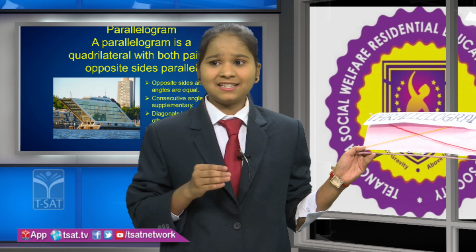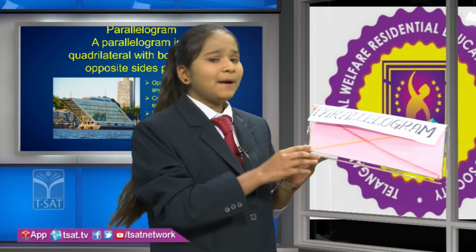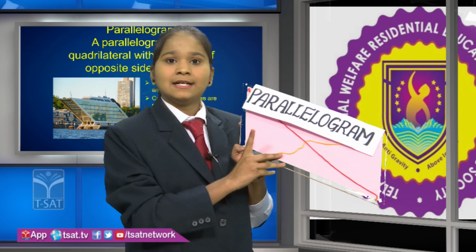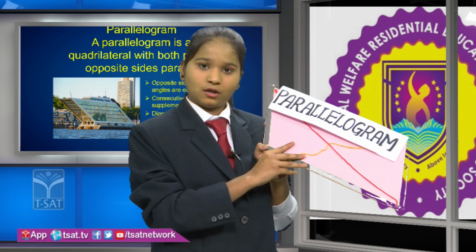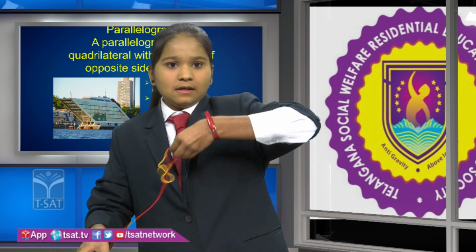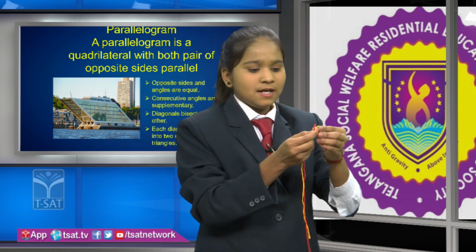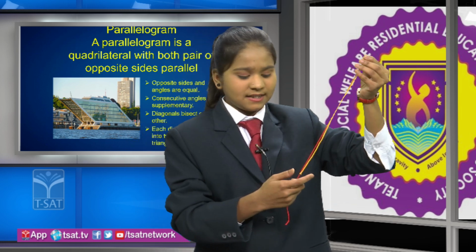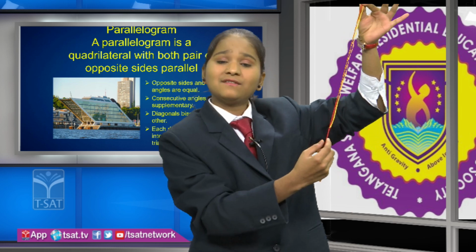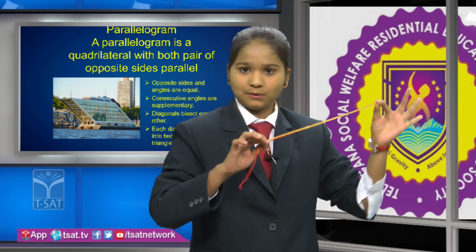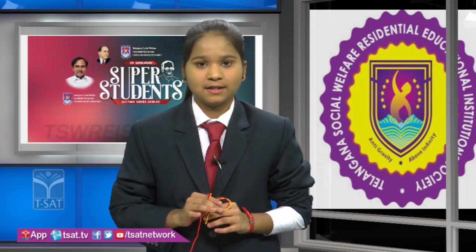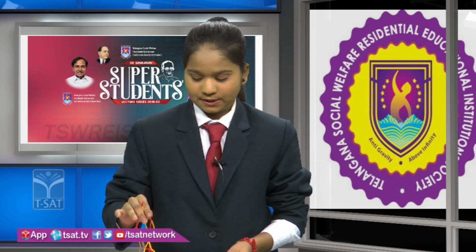Let us see the diagonals in a parallelogram. In a parallelogram, the diagonals bisect each other. Let us see whether the diagonals are equal or not. Let us measure it. This red one is diagonal 1 and this yellow one is diagonal 2. Here diagonal 1 is greater than diagonal 2. So in a parallelogram, the diagonals bisect each other, but the diagonals are not equal.